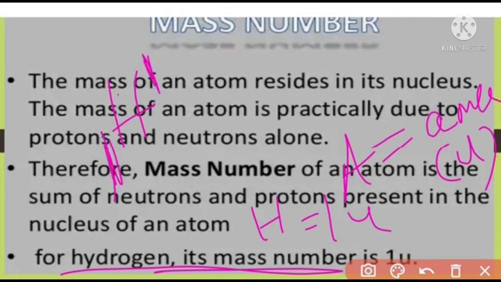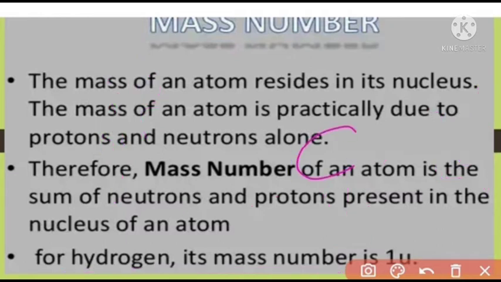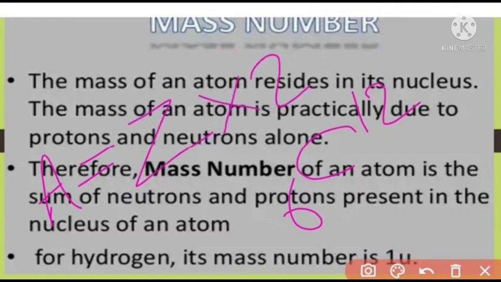For all other elements, the atomic mass or mass number is about twice the atomic number. For example, carbon's atomic number is 6 and its atomic mass is 12. So atomic mass is calculated by multiplying the atomic number by 2. So A is equal to Z into 2.